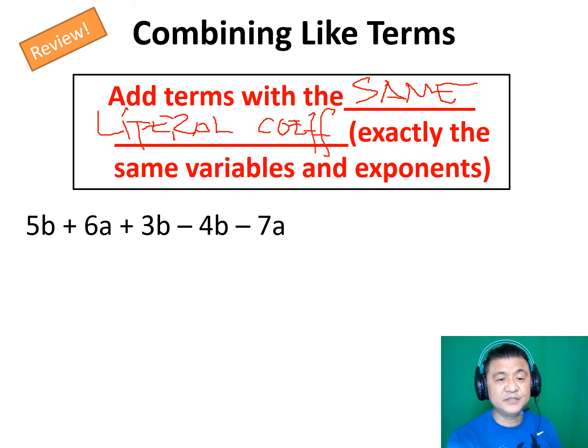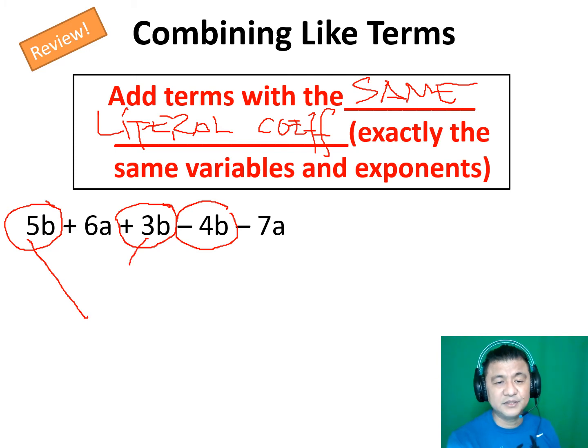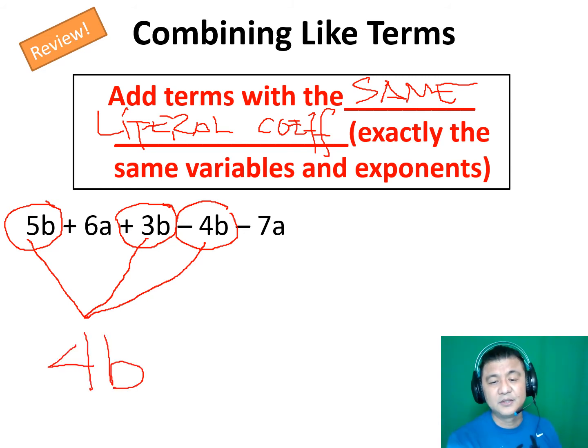So from this example, you could see that 5b, 3b, take note, I'm including the signs, the operation, and negative 4b can be added together. 5 plus 3 is an 8. 8 add a negative 4, or 8 minus 4, is 4b, right? We're okay with that? Combine like terms.